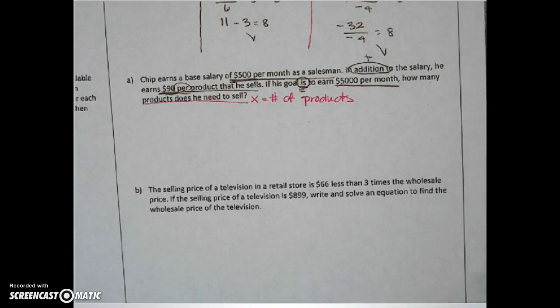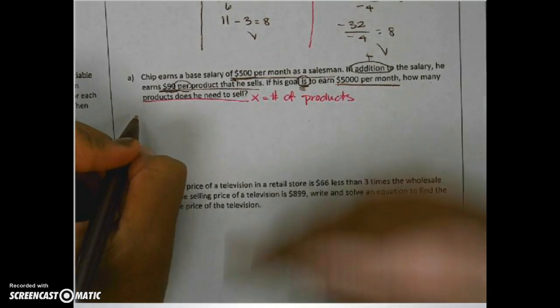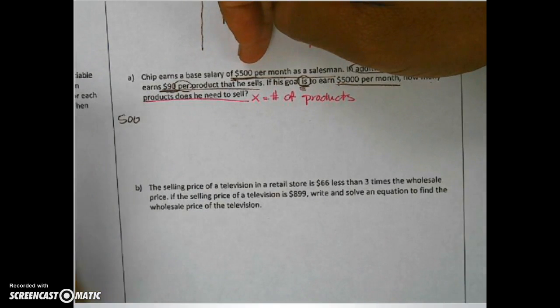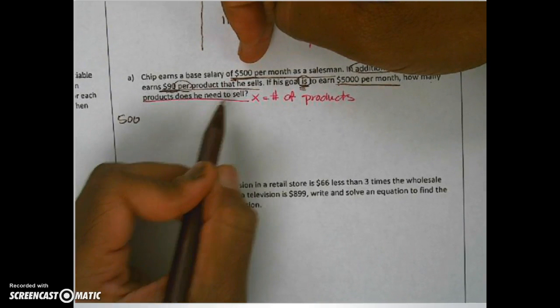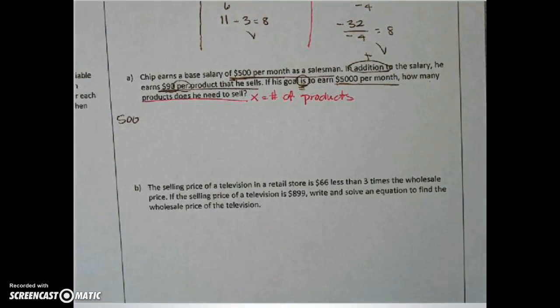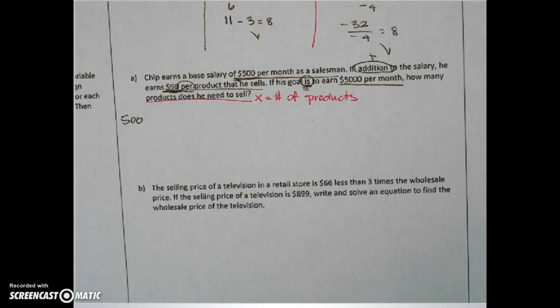All right, so let's talk about this then. What is Chip making in a month? So in 1 month, he's making $500. Automatically, Chip gets $500 just for showing up. Not a lot of money, so he needs to do some selling. Well, he earns $90 for each product. So if he sold one product, he's going to get 90 times 1, $90. If he sold 2 products in the whole month, he's going to get 90 times 2, $180. That's plus the $500 he just gets automatically for showing up in a wonderful suit.